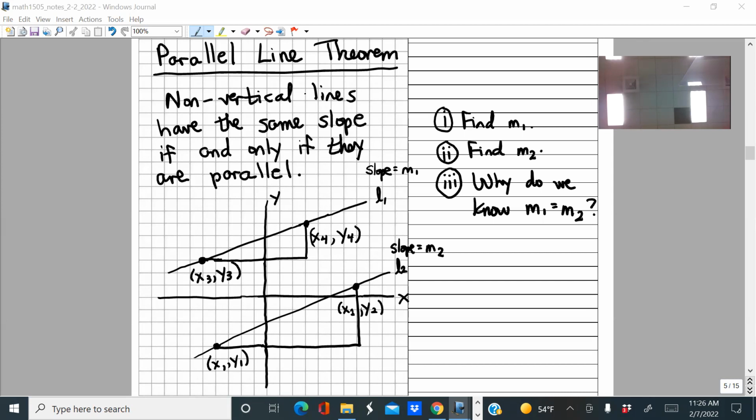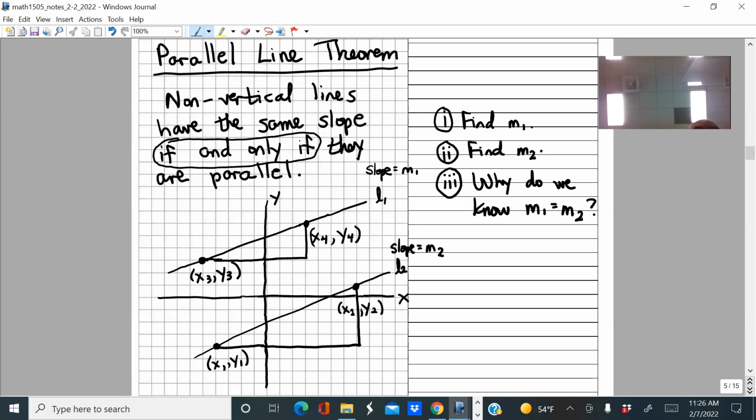All right. So let's start with what appears to be the easier, or more obvious, fact. This is called the parallel line theorem, and it says exactly what you expect. It says non-vertical lines. Notice the caveat that the lines have to be non-vertical. Non-vertical lines have the same slope if and only if they are parallel. I want to point out that phrase, if and only if. That's important in logic, and I'll explain what it means.